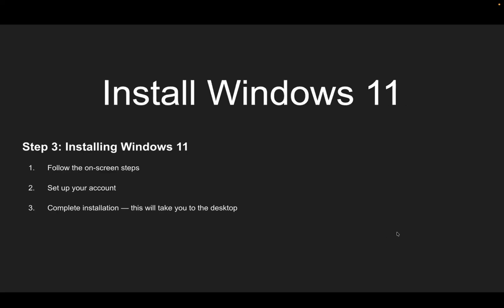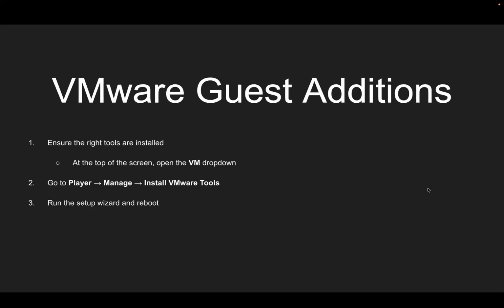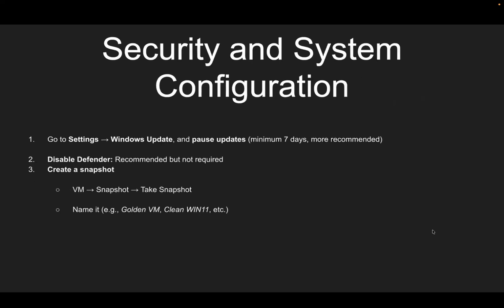We install Windows 11. We follow the on-screen steps, set up our account, and complete the installation. This will take us to the desktop. Now we have the VMware guest editions. So ensure the right tools are installed, that we're going to need those for later. At the top of the screen, open the VM dropdown and go to Player, Manage, and Install VMware Tools. Run the setup wizard and reboot.